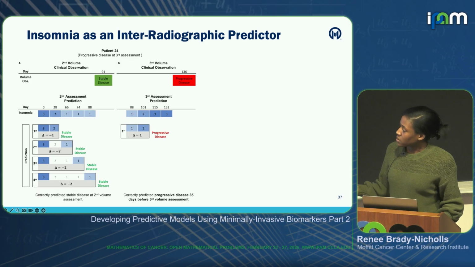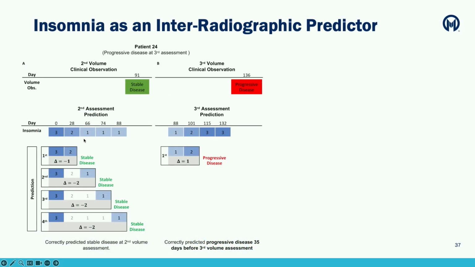bit. So these were the different insomnia measurements on different days. You can see that this one was about a month apart. They were told to complete them every 2 weeks, but some of them were a bit longer. So from one time point to the next, the insomnia level went from a 3 to a 2. And we were just looking at simple increases and decreases. So because this insomnia decreased, we're going to predict that the patient is going to continue to have stable disease. And when they actually come in for their scan on day 91, the patient does in fact have stable disease.